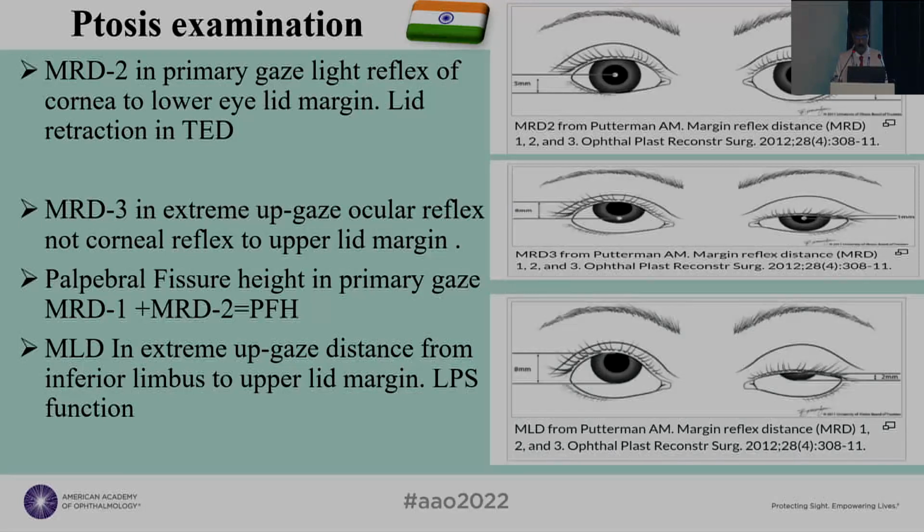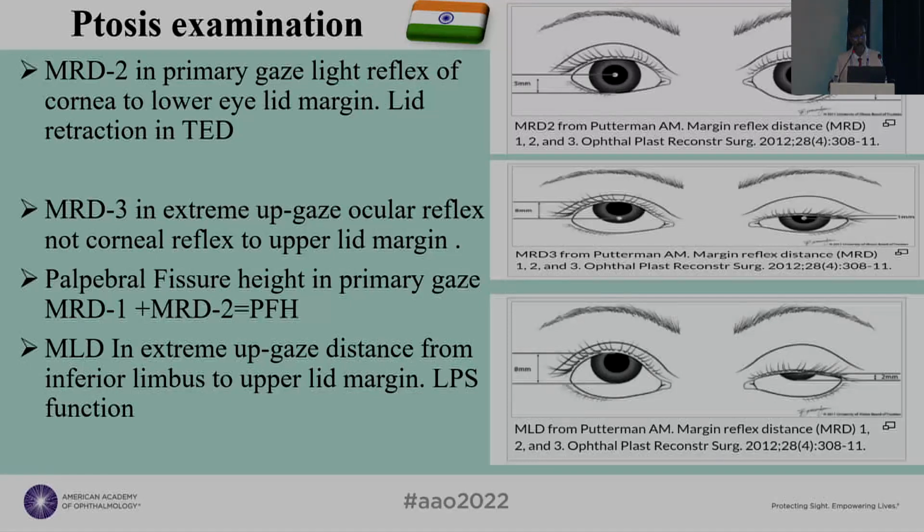This is a picture, the cornea to the lower lid margin. The MRD2 value is increased in case of lid retraction in Graves' orbitopathy or thyroid orbitopathy. It may also be seen in the reverse ptosis in Horner syndrome.